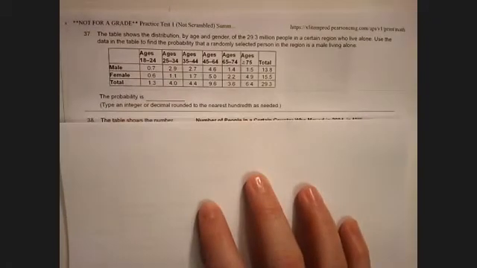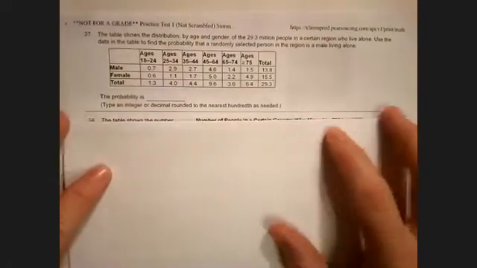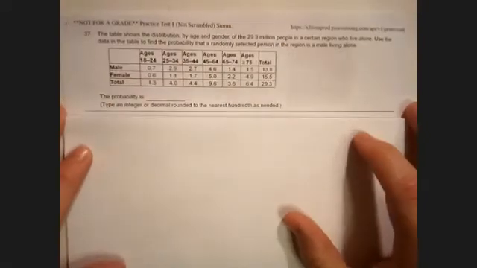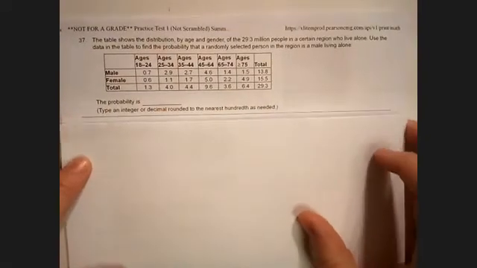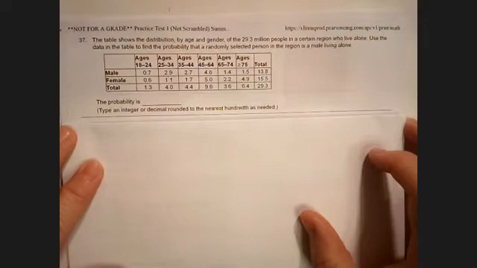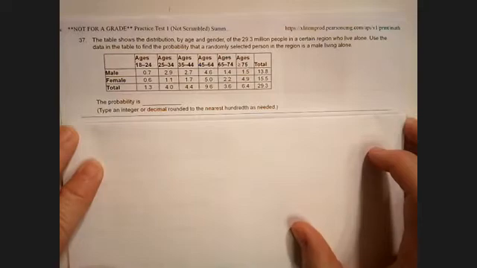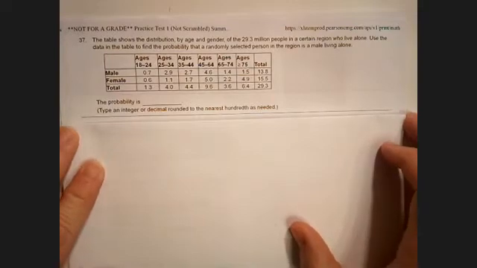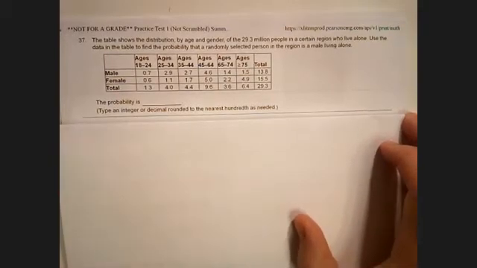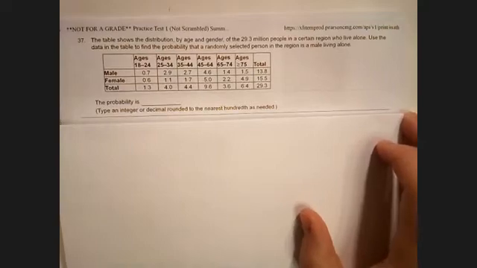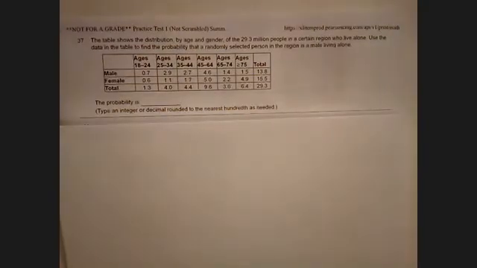All right, so we will continue with 37. The table shows the distribution by age and gender of 29.3 million people in a certain region alone. Use the data in the table to find the probability that a randomly selected person in the region is male living alone. All right, so we are just looking for the number of males that live alone.